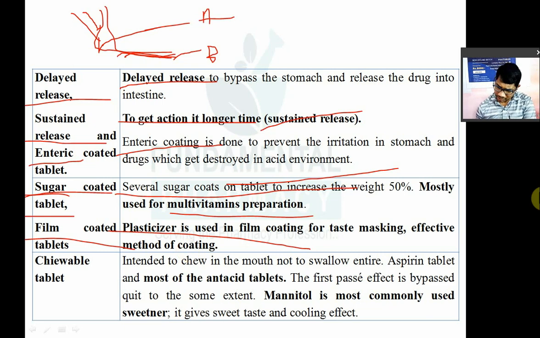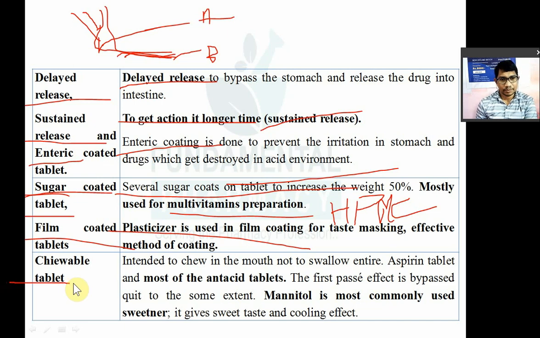Film coating is done by using cellulose derivatives. The most commonly used film coating agent is HPMC. HPMC is the most commonly used film coating agent. A question came on this in GPAT 2020. HPMC, hydroxypropyl methyl cellulose, the most commonly used film coating polymer.